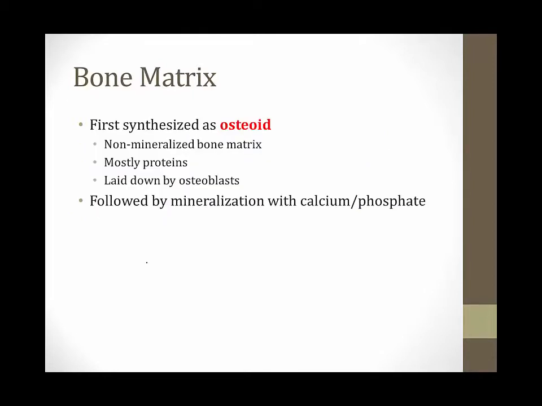When osteoblasts want to lay down new bone matrix, they first make something called osteoid. This is non-mineralized bone matrix. It's mostly proteins. It's laid down by osteoblasts, and later it becomes mineralized, which means calcium and phosphate are added to the osteoid. And this will be very important when we talk about bone disorders, because there are bone tumors and other bone disorders where osteoid is made in excess, and you need to understand that this is a proteinaceous material that is made by osteoblasts but has not been mineralized yet.